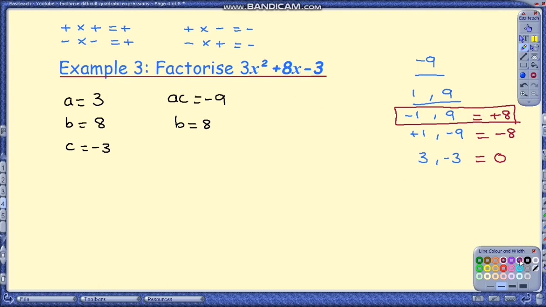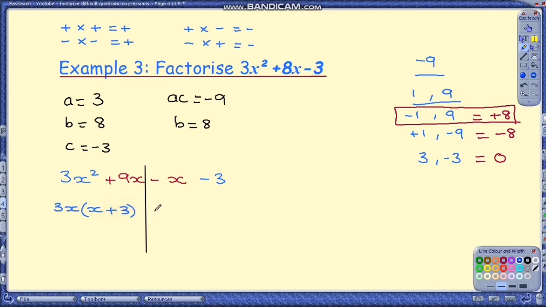So then step 3, we are now going to rewrite this. You've got 3x squared, but instead of writing positive 8x, I'm now going to use these. I'm going to write plus 9x minus x. Remember, minus 1x is the same as minus x, minus 3. What's that next step? Yep, we're going to split those, and then we're going to factorise both sides. The 3 is common to 3 and 9, and then x is also common to both. You're left with x plus 3.